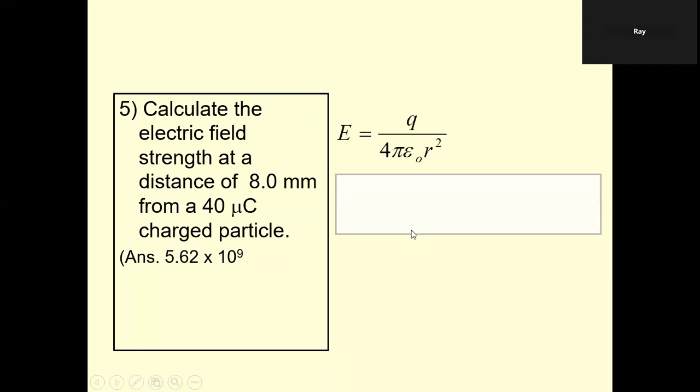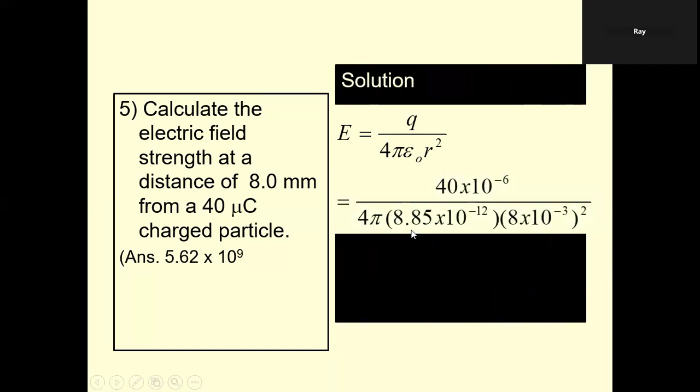Right? Just memorize the formula. Put in your value. You can use K if you want to. Change it to coulomb. Change it to meter. So you should be able to get 5.62 times 10 to the power 9 Newton. Can? Okay. Good.